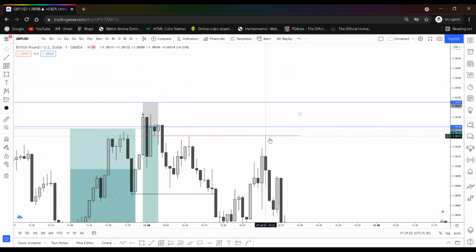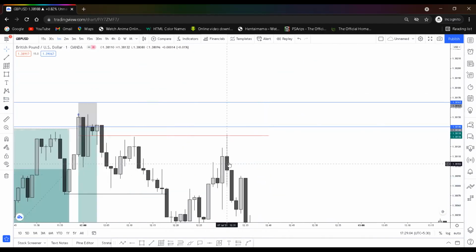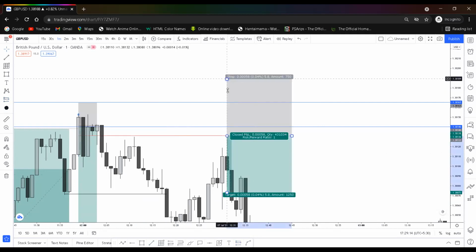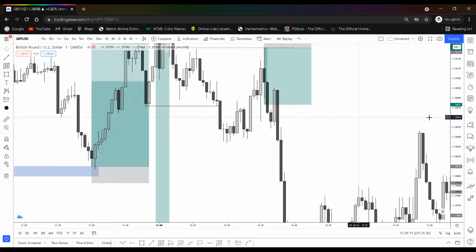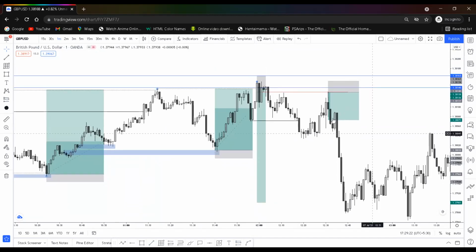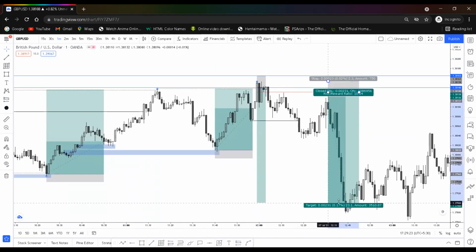You see, FU'd once again. You see, engulfed. This got engulfed. That is why it's called an FU candle. That's the second entry. That was my entry, right from this, and then right here was my stop loss. Then once again, my target was the Asian low.